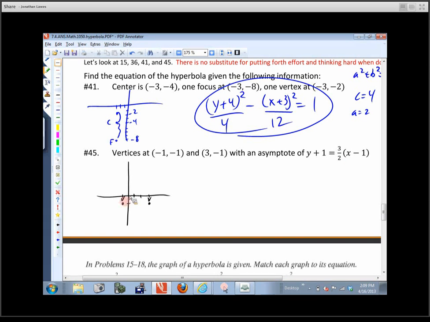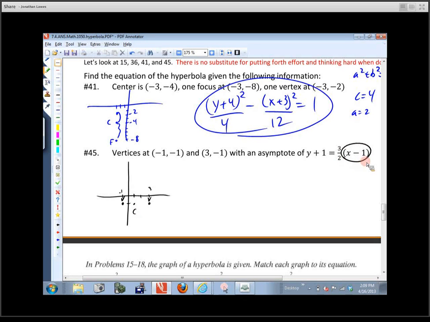Okay, if nothing else, just the fact that the vertices are like this, which variable is going to be positive? X is going to be positive, right? Now, if you go through and say, you know what, I know this is at -1 and this is at 3, that means that's got to be right in the middle there, and you find the center that way, that's great. Or, let's use what we did before, but let's do it backwards.